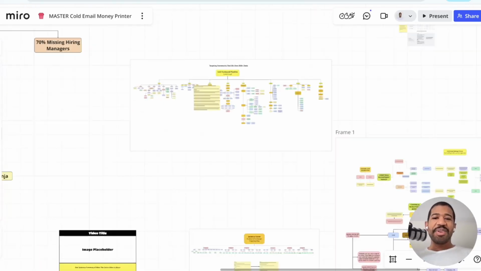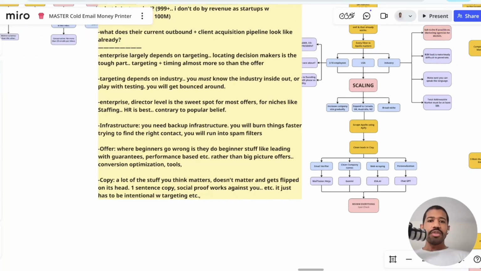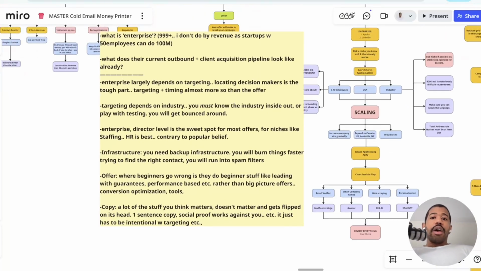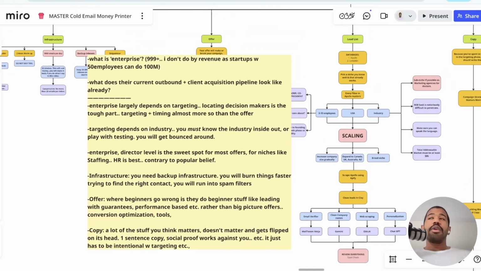There are several things we can do. Anyway, I would ask what their current outbound plus their current client acquisition pipeline looks like already, so that I know how to add value. And this is something you should be asking yourself as well. Do they already do what I'm doing? If you run a YouTube video agency, do they already have a content system? If not, then we're introducing a totally new way for them to acquire clients. If they already do, then let's talk about how we can do it even better.